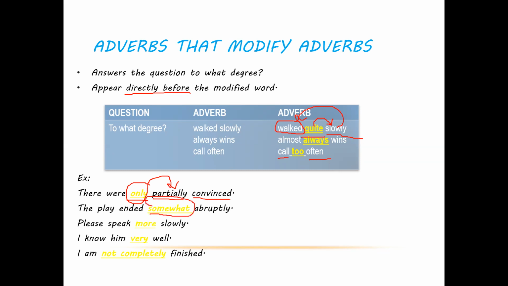Somewhat is the adverb that modifies the adverb abruptly. Okay? Meaning, the play ended biglaan. Parang bitin yung play. Yung ending niya, masyadong mabilis. So, abruptly means too fast. Okay? The play ended abruptly. Somewhat, it adds more meaning to the sentence.